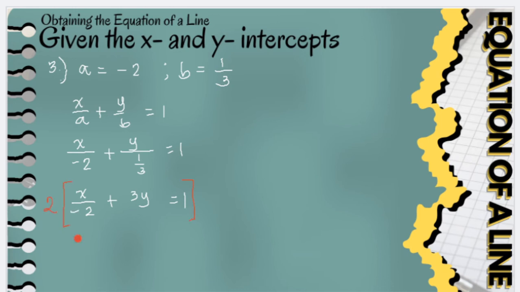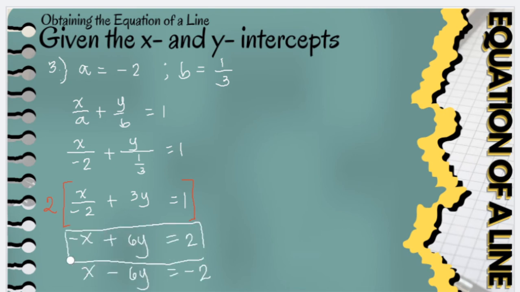So, this will be 2 times x over negative 2, that is negative x, tama? Negative x. And then 2 times 3y, that is 6y. And then 2 times 1, that is 2. Or we can have x minus 6y is equal to negative 2. So, kahit alin dito sa dalawa ay tama. Okay? Parehas tama ito.